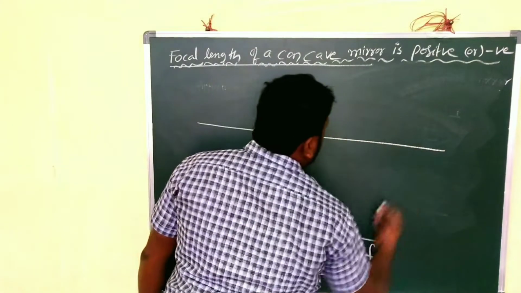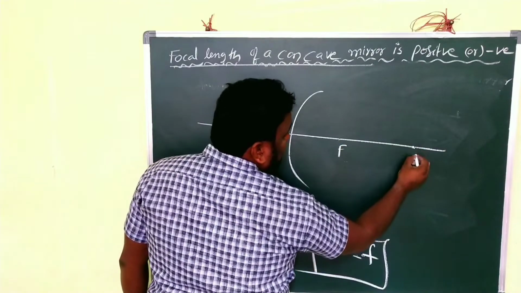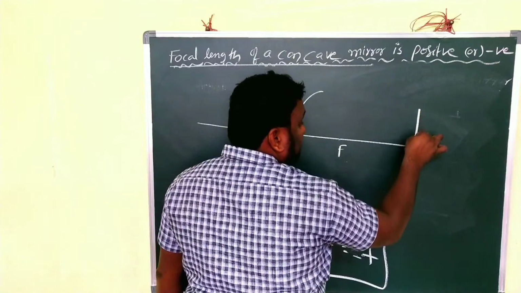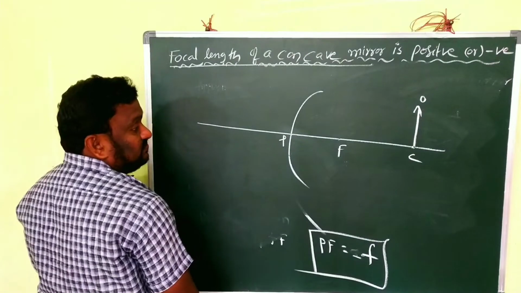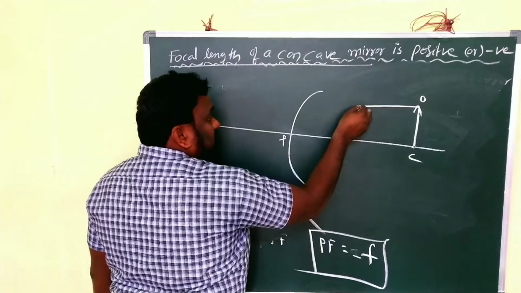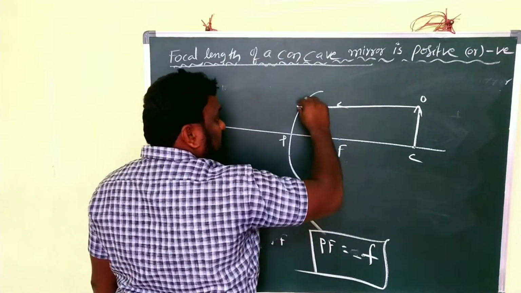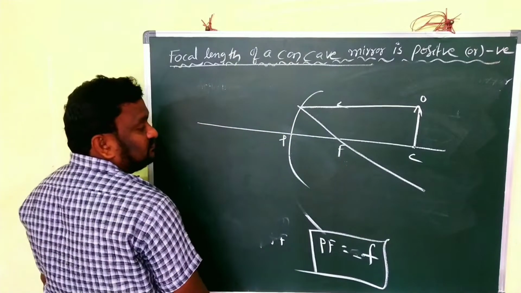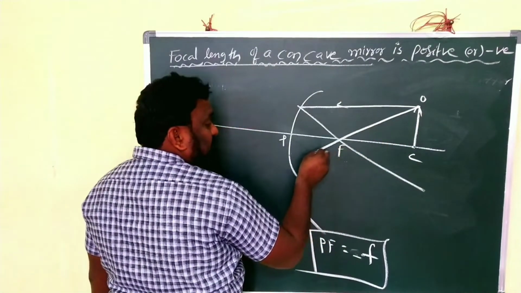Here I am taking this one, P F C. I am taking the situation where the object is on C. Where is it? The object is on C. Here the light is, we are taking a ray diagram. The incident light is parallel to the principal axis. After reflection, it passes through the focus. Clear?